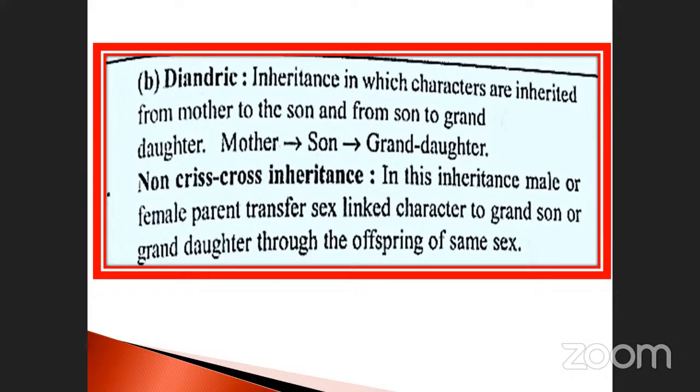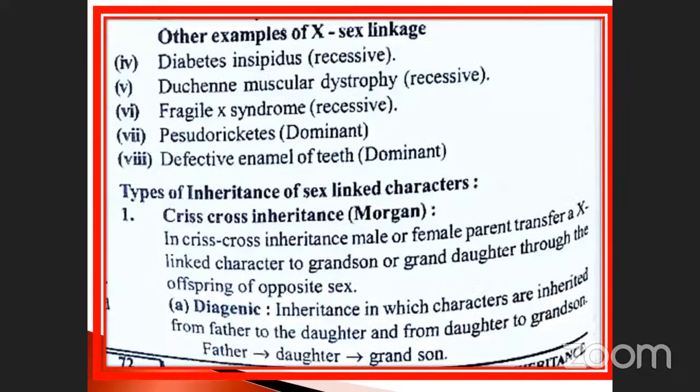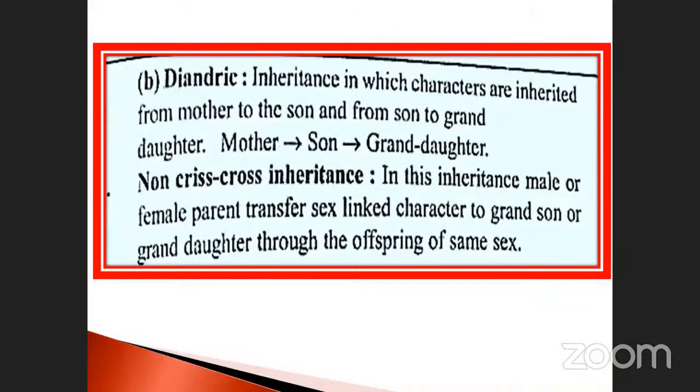Mother, daughter, and granddaughter. Okay, this is called non-criss-cross inheritance. Are you clear now, my dear students, in this category? So here, types of inheritance: criss-cross inheritance has been reported by Morgan. Two types: diagenic and diandric.